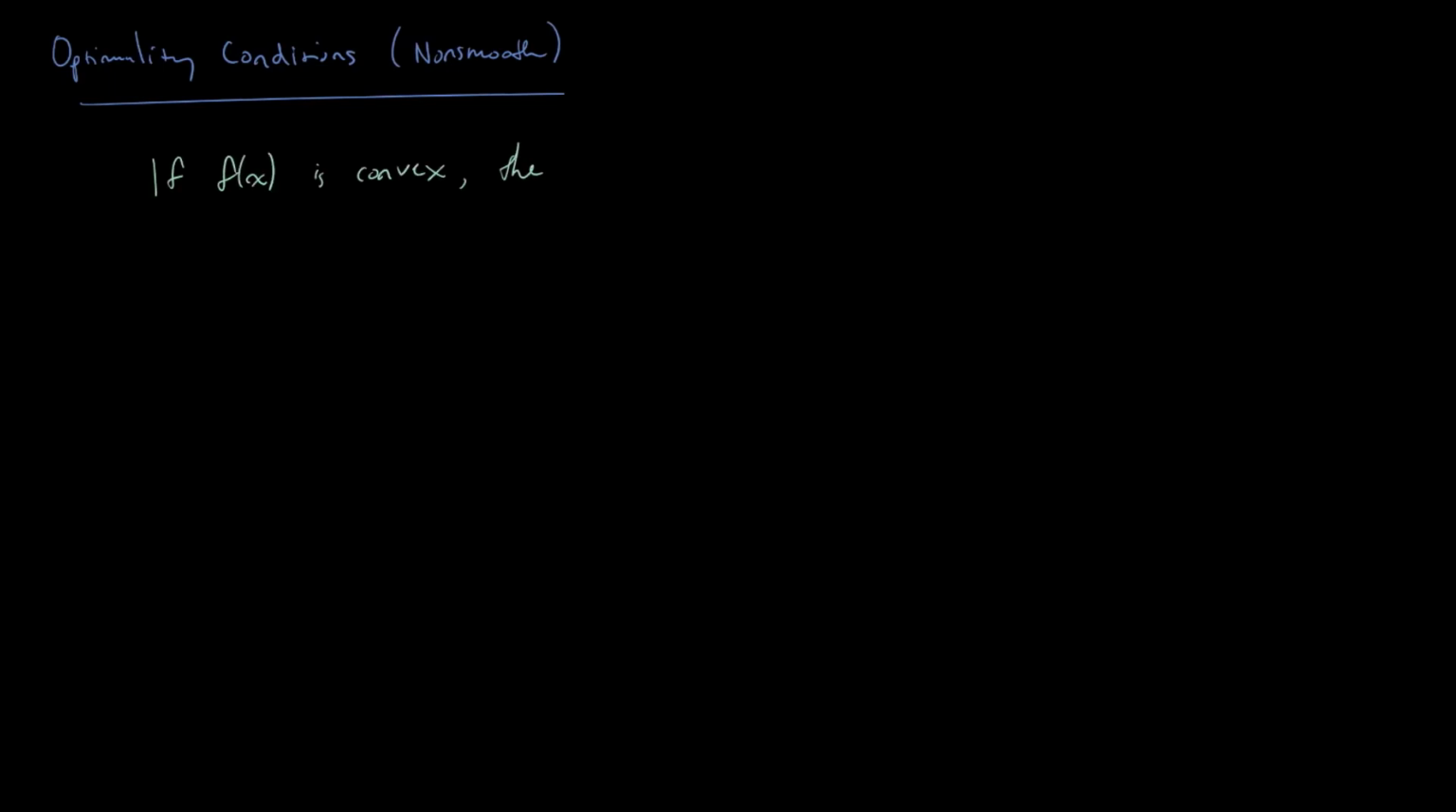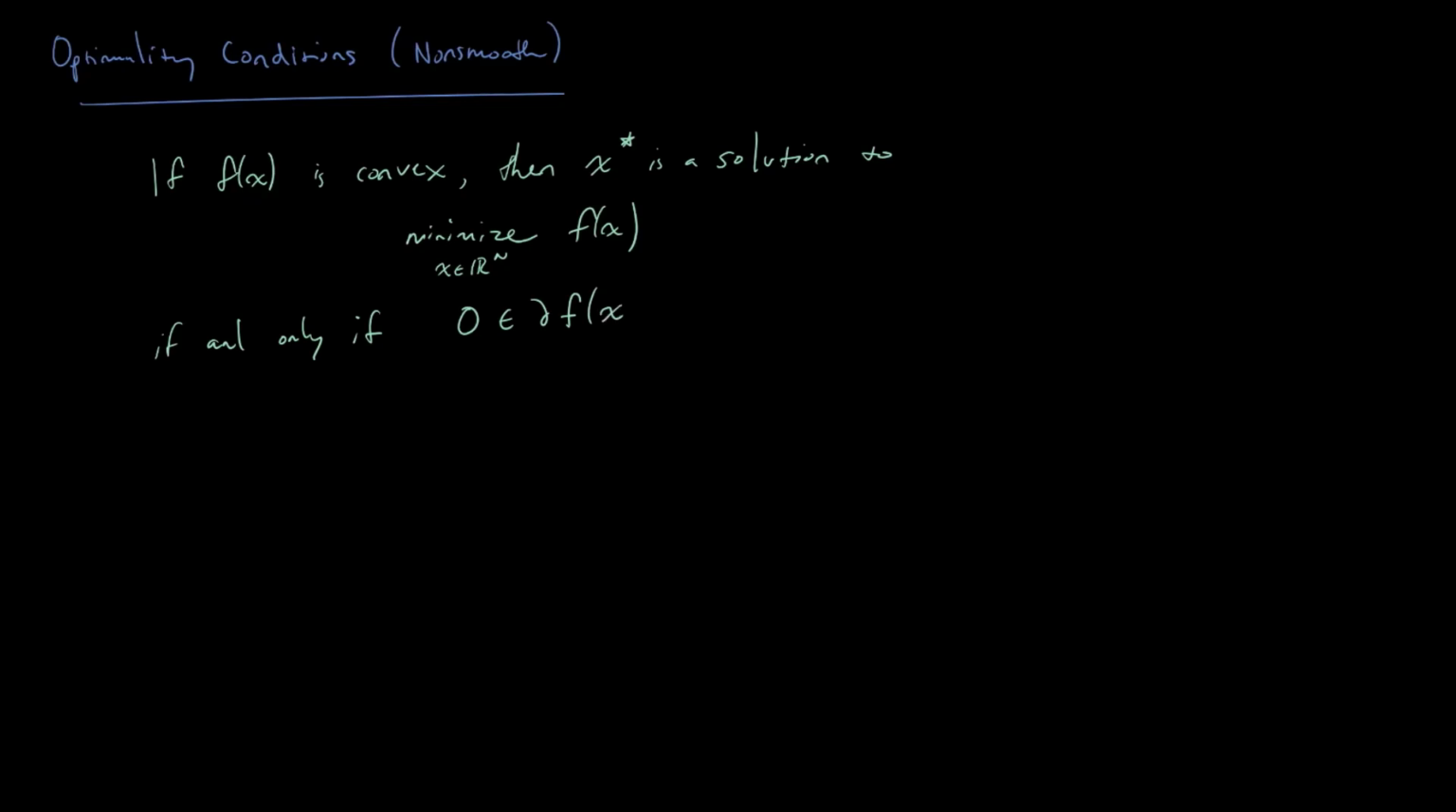Okay, so now that we've introduced this notion of a subgradient, what can we do with this? Well, for one thing, we can derive a new and improved version of the optimality conditions we talked about for convex optimization that now allow for non-smooth objective functions. So in particular, if f of x is convex, then it's easy to show that x star is a solution to the minimization problem where we would like to minimize f of x over all x in R^n, if and only if the 0 vector is in the subdifferential of f at x star.